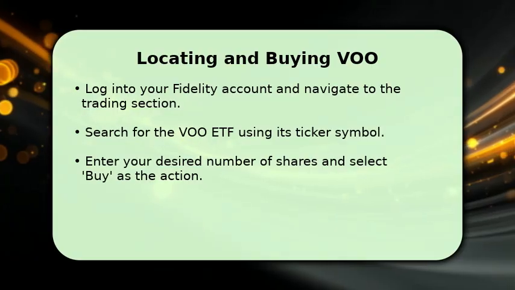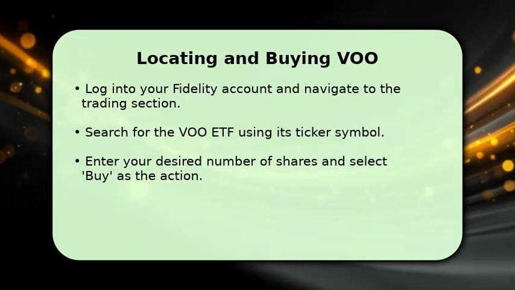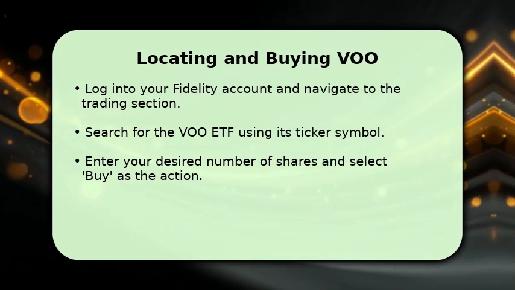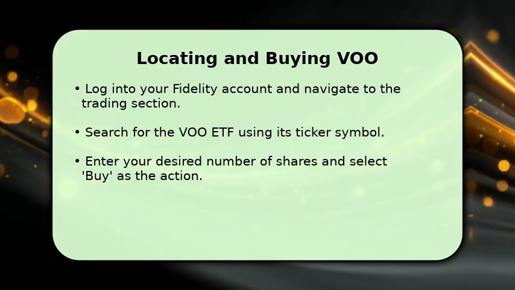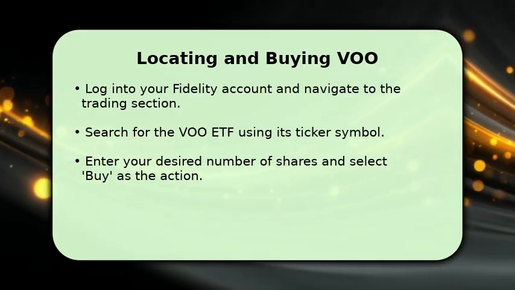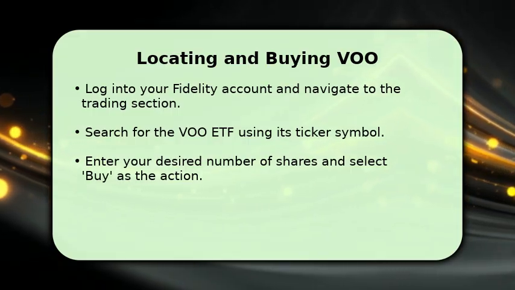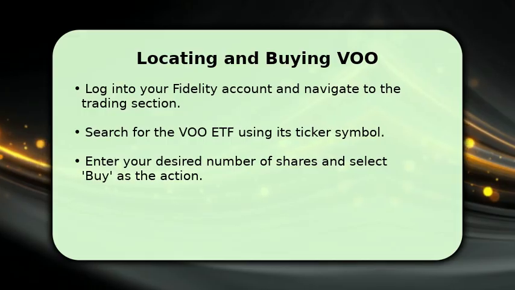With funds in your account, you are ready to buy VOO. Log into your Fidelity account and find the trade section. In the search bar, type VOO, which is the ticker symbol for the Vanguard S&P 500 ETF. Once you find it, specify the number of shares you wish to purchase.